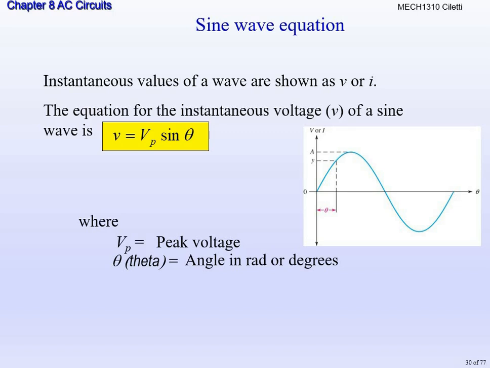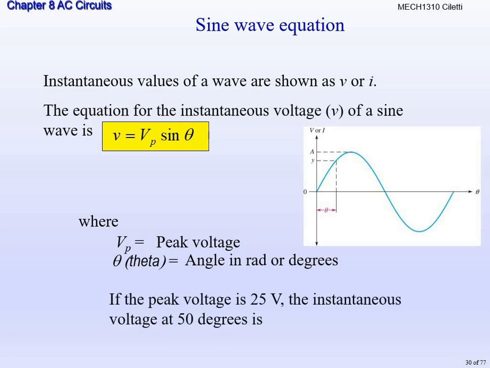All right, so we have to use Vp. That's the amplitude of our waveform, so that's what's going to go in the front of our equation when we do these calculations. And we have to use theta. We have to know what angle we're talking about.